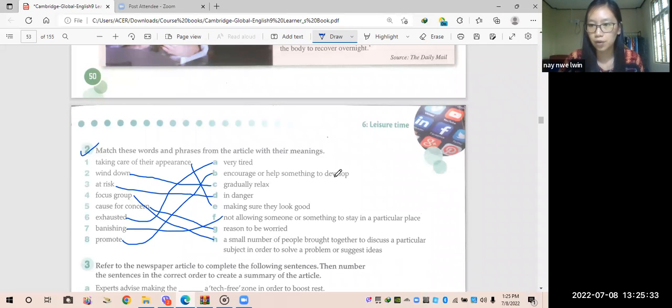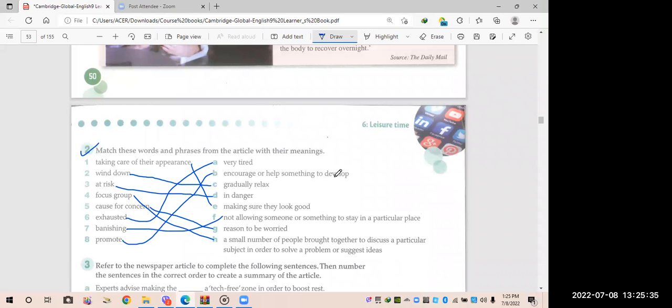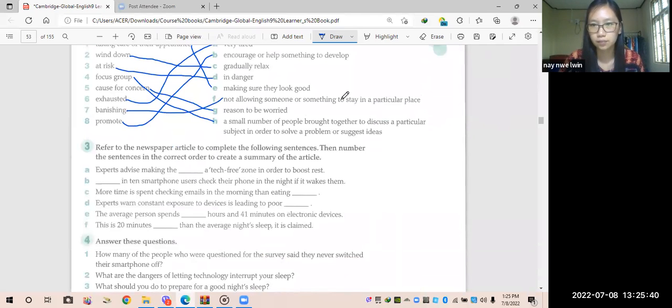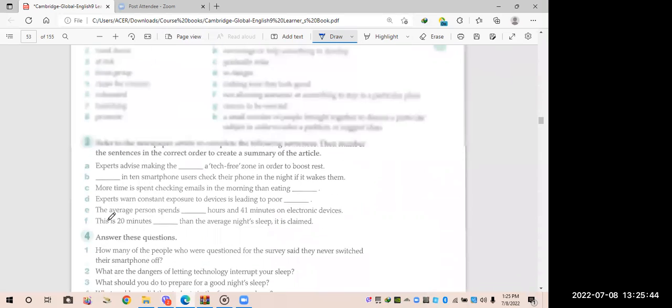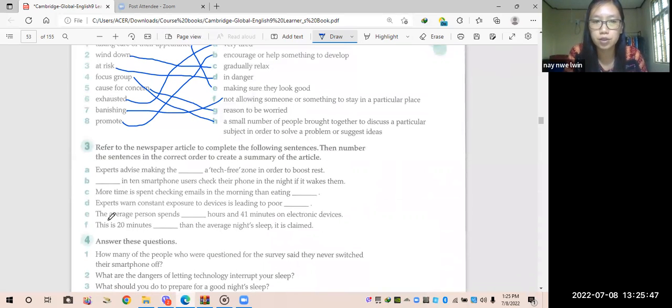So for number 2, have you got all the answers? Yes, teacher. Okay, great. So we'll move to number 3. We still have time, right? Respond to the newspaper article to complete the following sentences, then number the sentences in the correct order to create a summary of the article. There are together six lines. First we'll complete the sentences, and after that we'll reorder them. Complete the sentences.